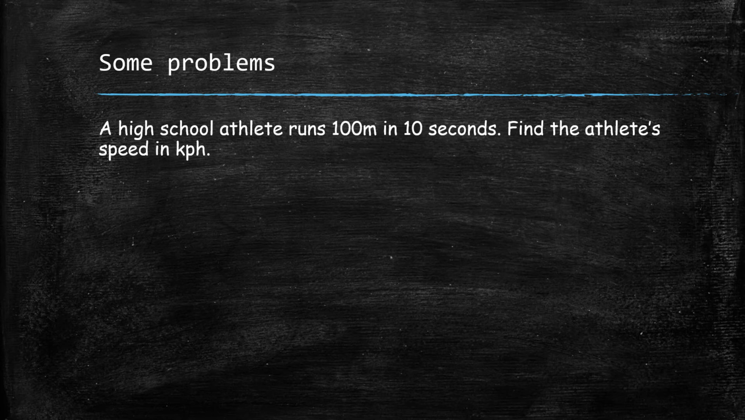convert your values: your distance here is given in meters, so you convert that to kilometers, and the time is in seconds, so you convert that to hours, then you find the speed in kilometers per hour. Let us go with the second approach. In 1 kilometer there are 1,000 meters, so in 100 meters there is 100 divided by 1,000, which gives you 0.1 kilometers.